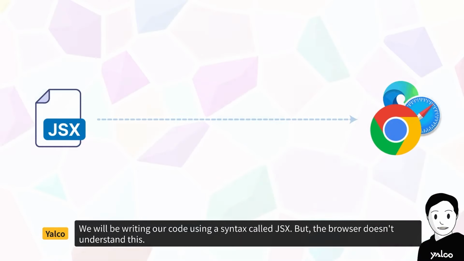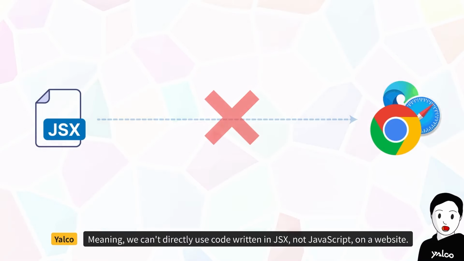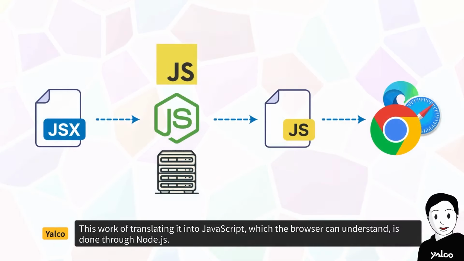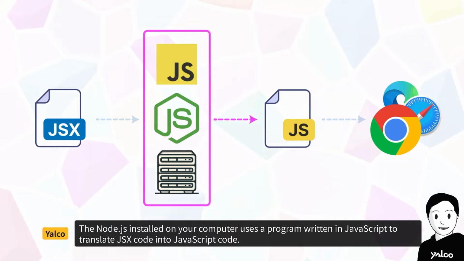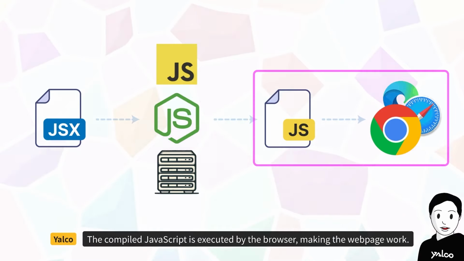We will be writing our code using a syntax called JSX, but the browser doesn't understand this, meaning we can't directly use code written in JSX, not JavaScript, on a website. This work of translating it into JavaScript, which the browser can understand, is done through Node.js. The Node.js installed on your computer uses a program written in JavaScript to translate JSX code into JavaScript code. The compiled JavaScript is executed by the browser, making the web page work.